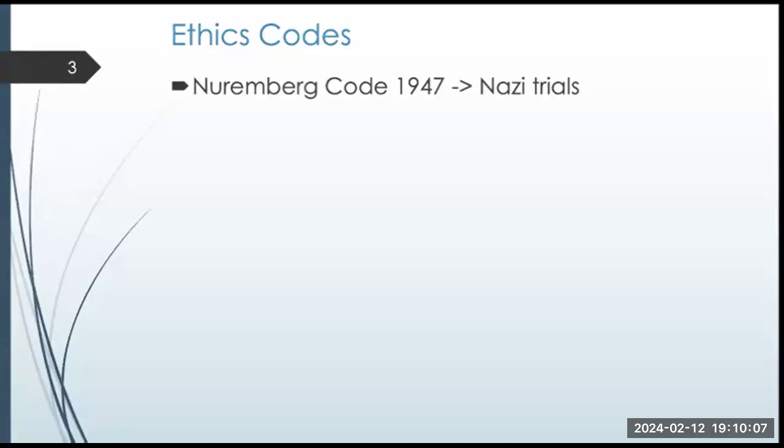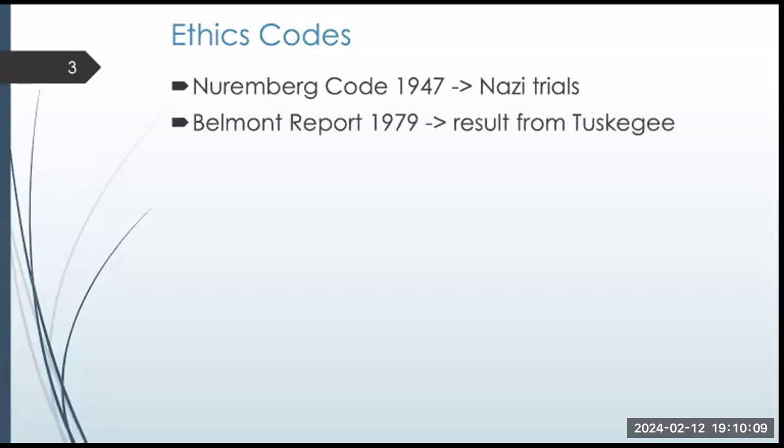So the Belmont Report of 1979. We had the Nuremberg Code of 1947, the Declaration of Helsinki in 1964, then we had the Belmont Report. That resulted from the Tuskegee syphilis trials, which is one of the things that you're going to look at. That was from the United States, and it introduced really important ethical ideas.